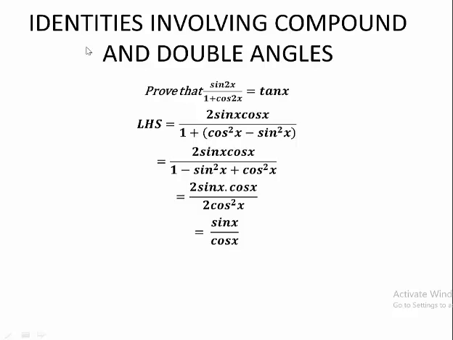Now, your final solution for this will be sine x over cos x. Now, we all know what sine x over cos x is, right? Sine x over cos x is equal to tan x. Therefore, this is equal to the right-hand side.